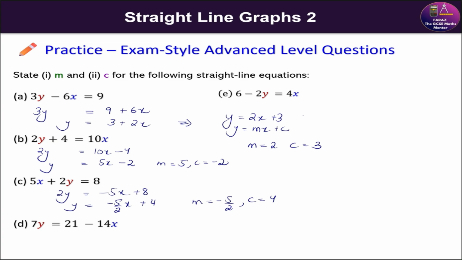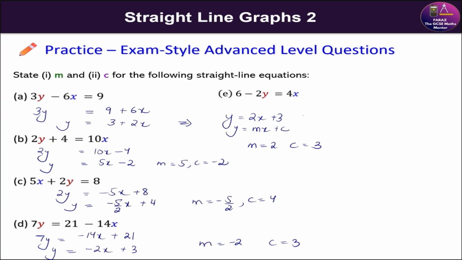The second last, 7y equals 21 minus 14x. Pause the video and try this one by yourself. Let's tidy this one first. We have to flip it to line up x first. So that would be 7y equals minus 14x plus 21. Then you have to divide by 7 on both sides. So it will give you y equals 14 divided by 7 is 2, so minus 2x, plus 21 divided by 7 is 3. Minus 2x plus 3, which means m equals minus 2 and c equals 3.